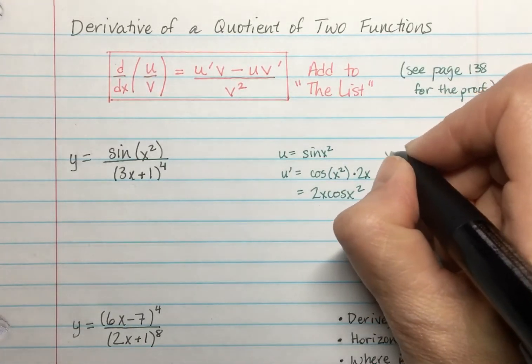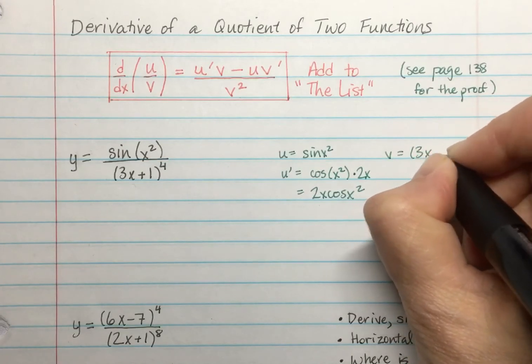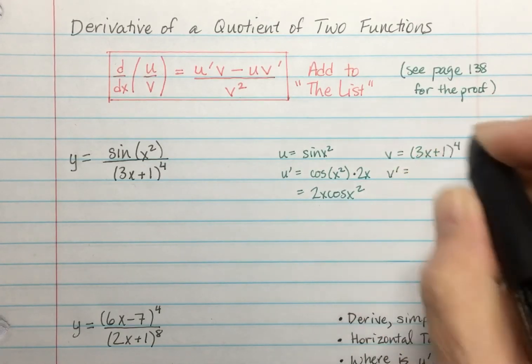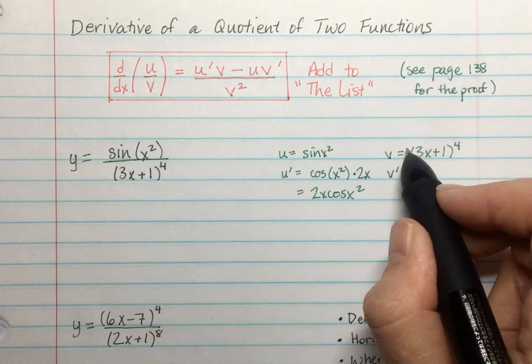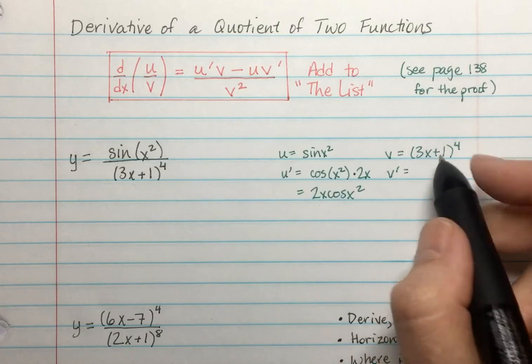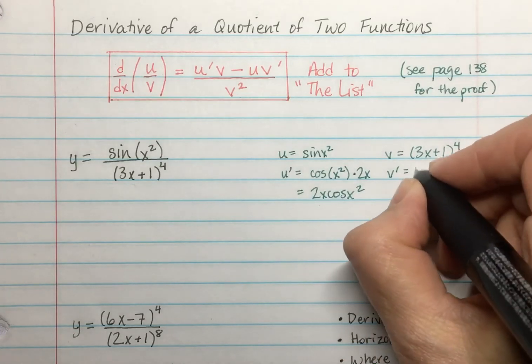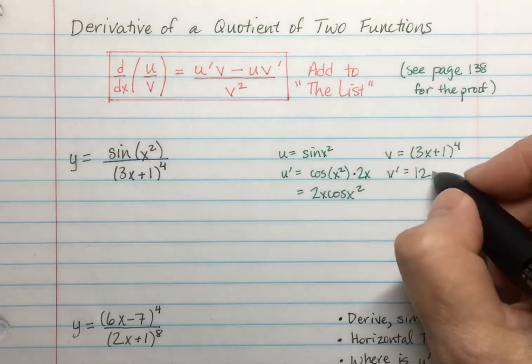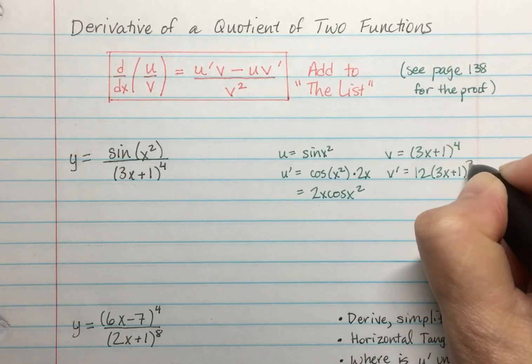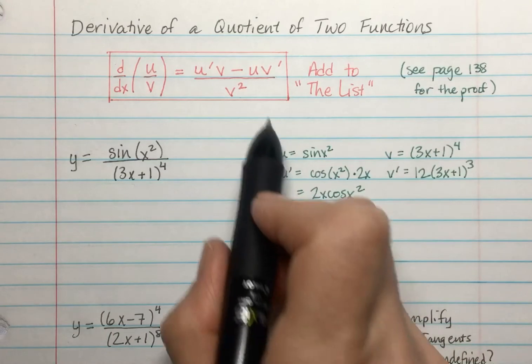And then for our v, we have 3x plus 1 to the fourth. And then v prime is going to be, I'm going to plan ahead here, 4 times the inside, but then times the derivative of the inside, so times 3. So I really have a 12 there. So chain rule, and then 3x plus 1 cubed. And then also, because we need it, a v squared.